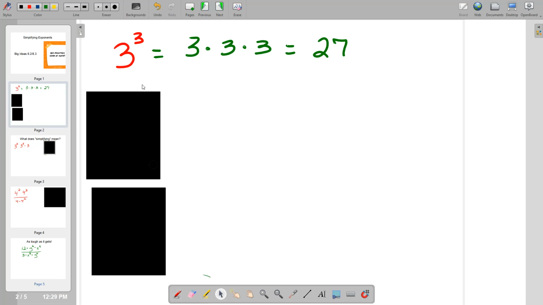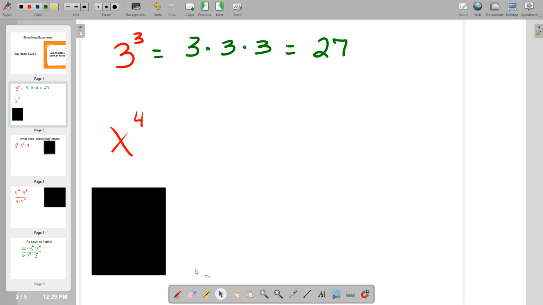If we have a problem like this where it's just x's, there's actually no answer for us to give. We can simply simplify to show that x to the fourth means x times x times x times x. And then there actually is no answer unless the problem gave us a value of x.